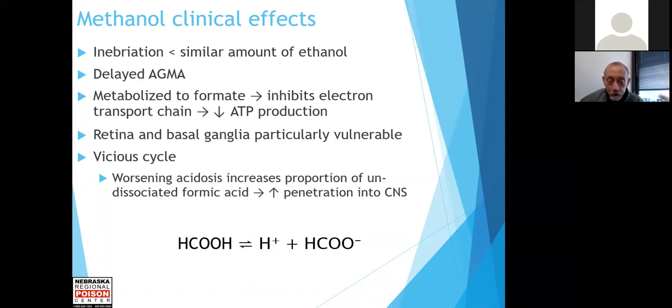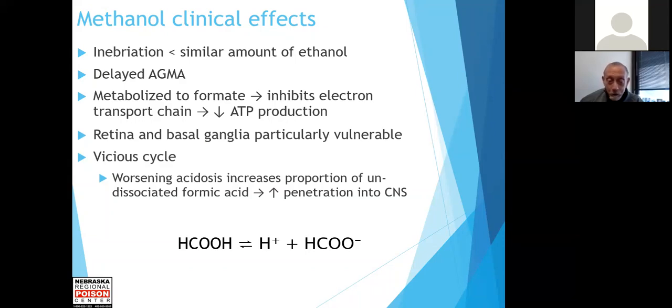And there, it's a different target organ. It's the retina and the CNS. Now, because acidemia is going to affect the dissociation of the toxic metabolite, formic acid, if they become acidemic, that's going to affect the dissociation of formic acid into formate and hydrogen ion. So we don't want them to become too acidemic.